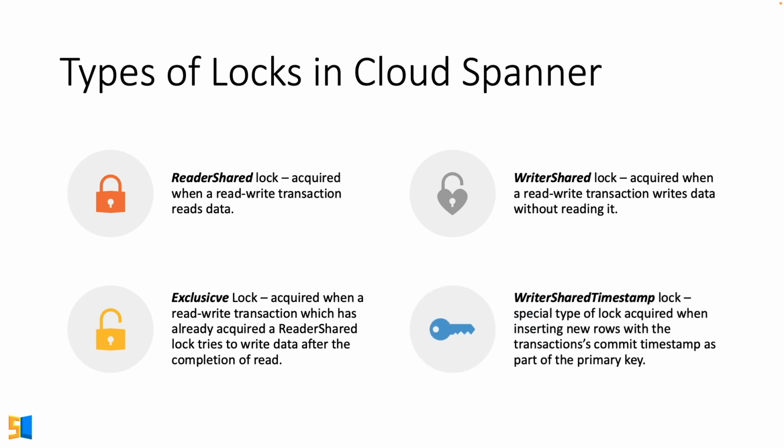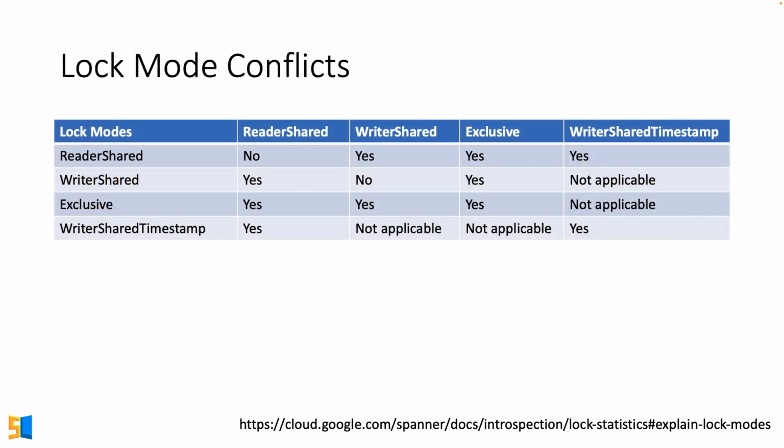And the fourth lock type is the writer shared timestamp lock. It is a special type of lock acquired when inserting new rows with the transaction's commit timestamp as part of the primary key.